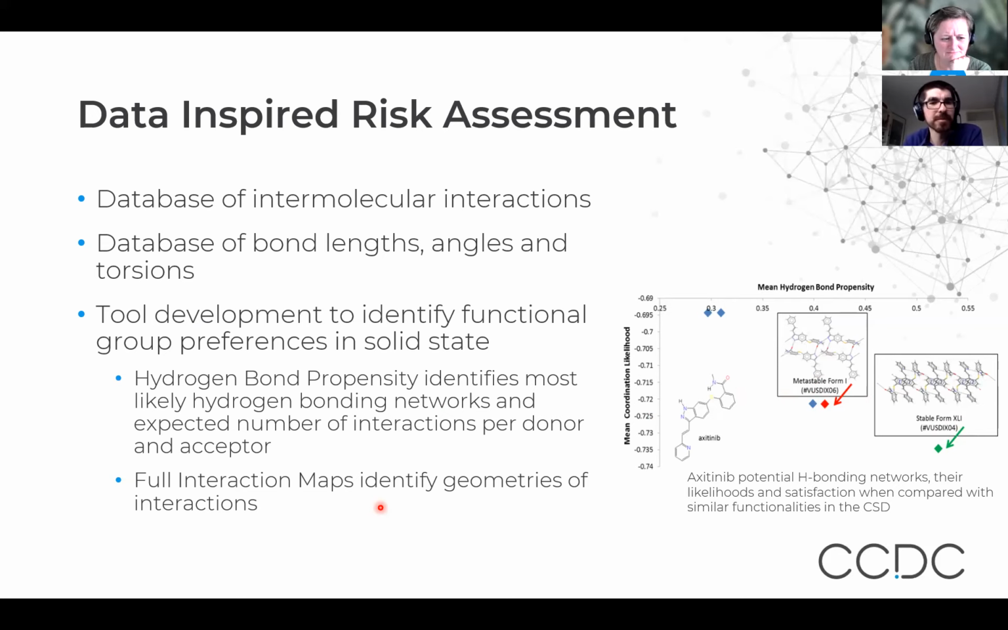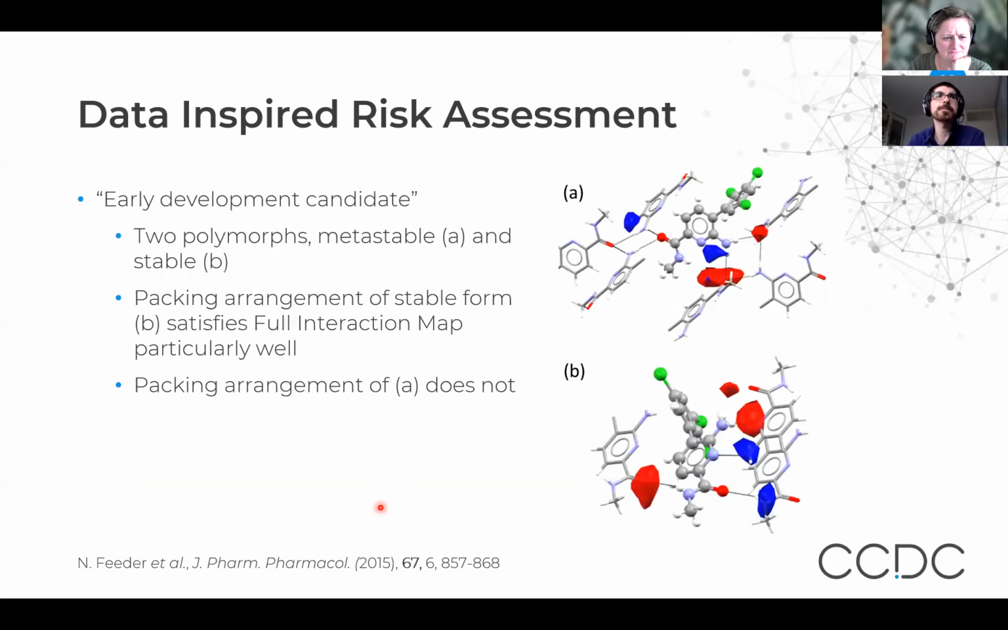And full interaction maps, another way that we can think about the geometries of those interactions themselves. So once we know about the probability of their occurrence, we can start to think about, in my particular crystal structure, are they forming in the best way that they can? And so there's an example here from a paper from 2015 looking at an early development candidate from Pfizer that has two different polymorphs. Form A is metastable and form B is stable. And what you can see here is the full interaction maps, as we call them.